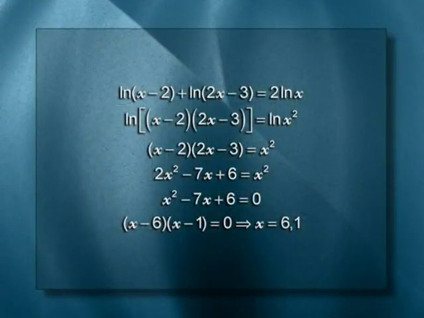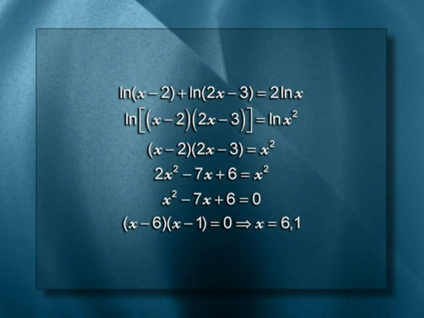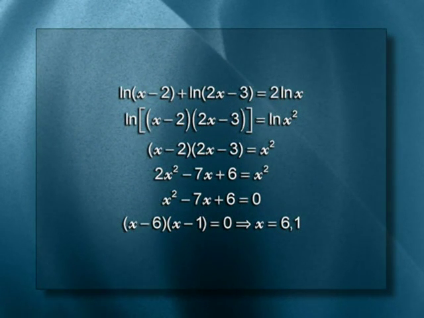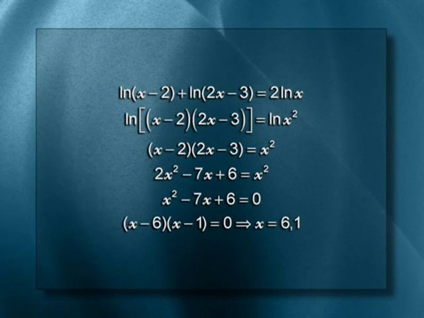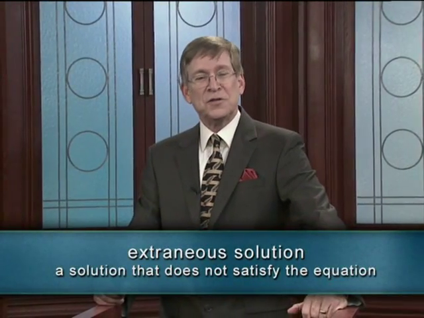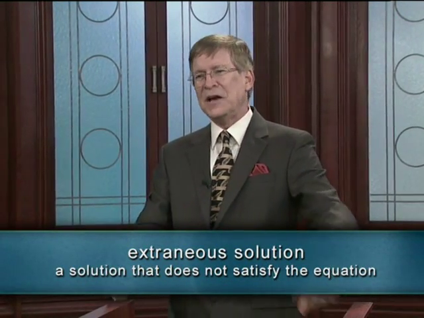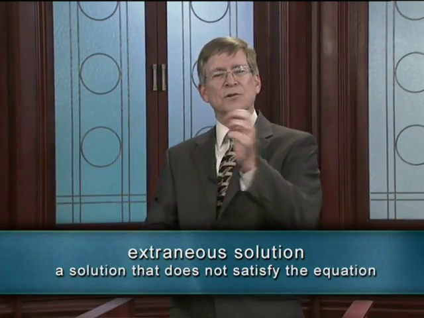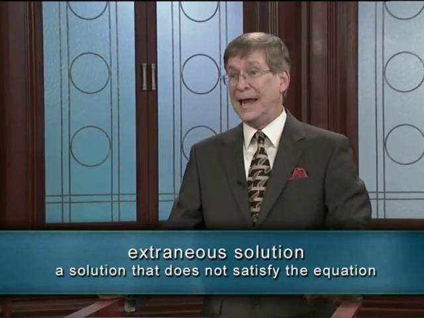Wait a minute. Hold on here. Is this right? Look at the solution 1 for a moment and plug it back into the original equation. What's the log of 1 minus 2? Uh-oh, negative number. The solution x equals 1 is incorrect. It's not a solution. This is called an extraneous solution. Somehow, when we did these operations, we introduced a solution that really isn't there. Now, it turns out 6 is a solution. That one's no problem, but 1 is not a solution.